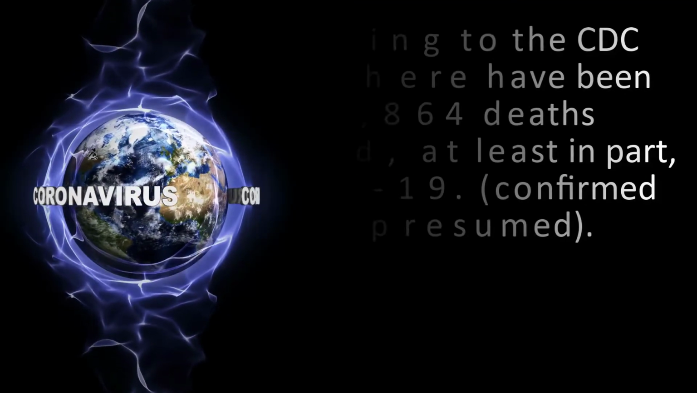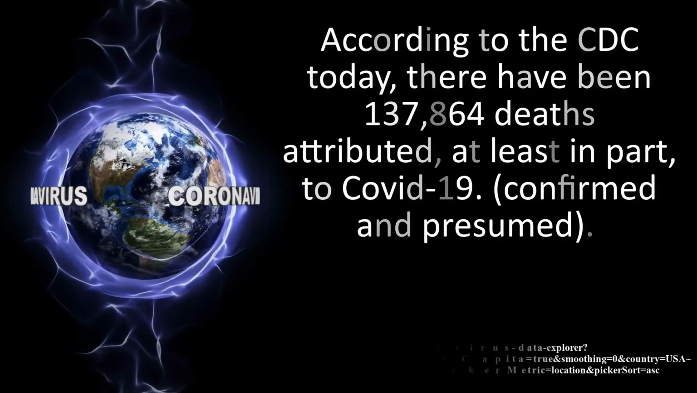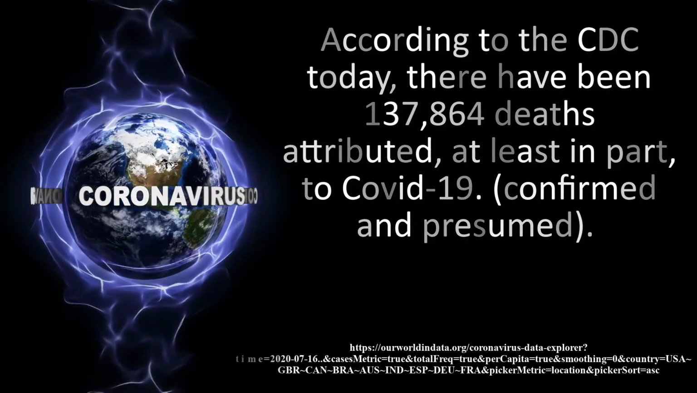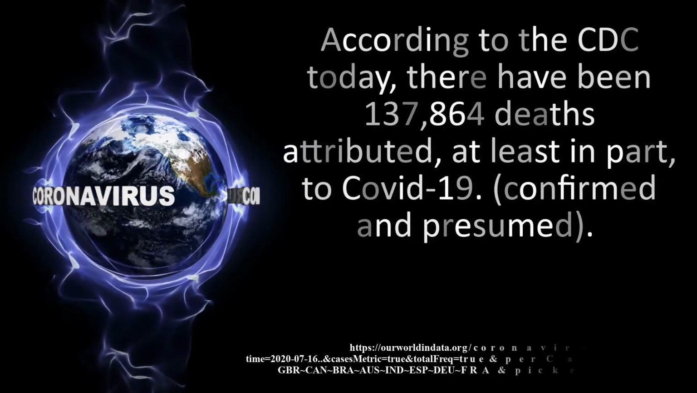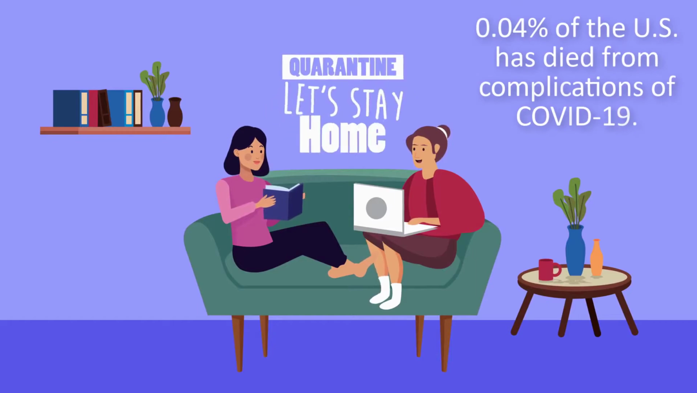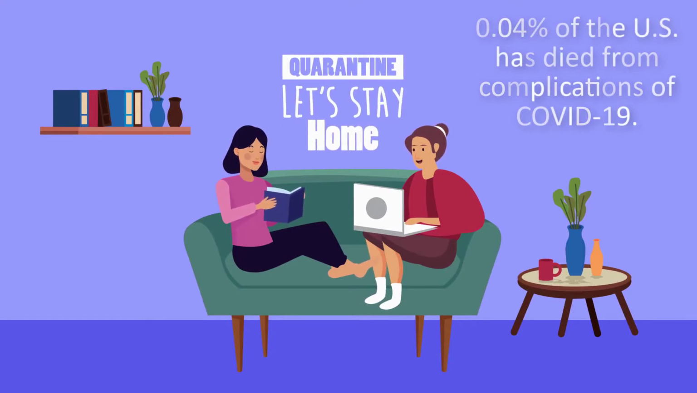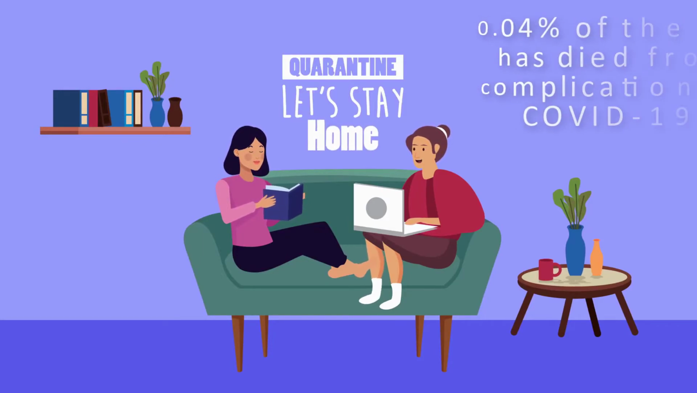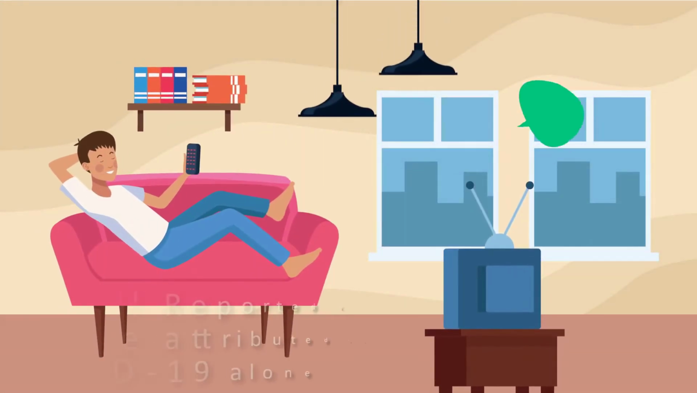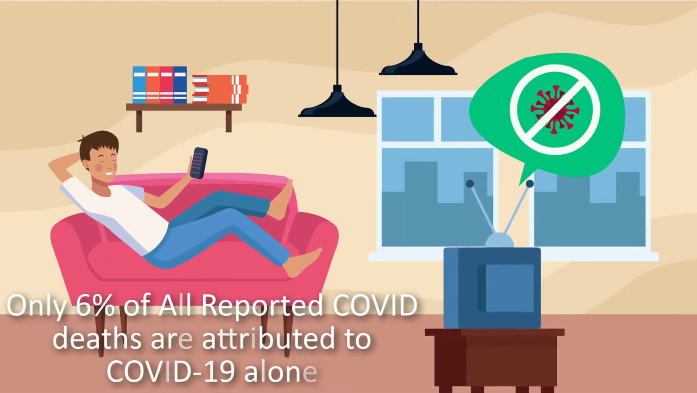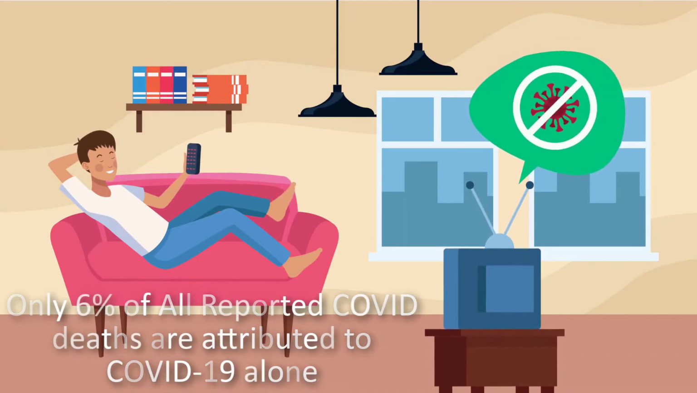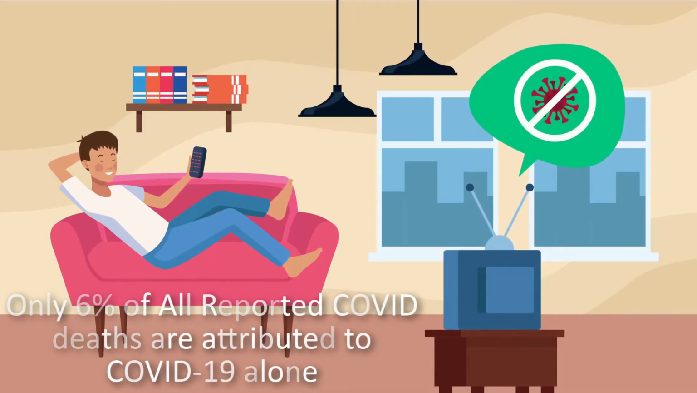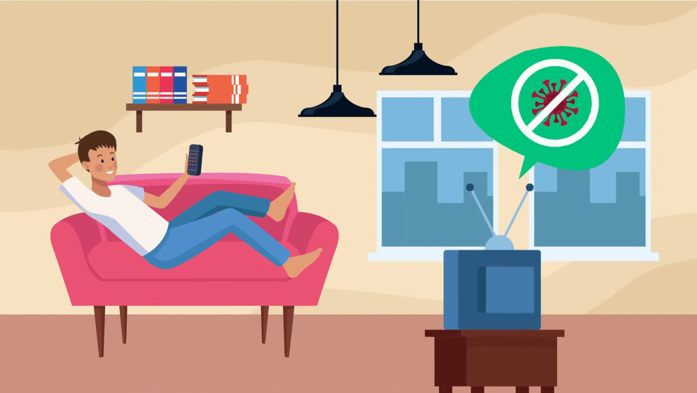According to the CDC today, there have been 137,000 deaths attributed at least in part to COVID-19, both confirmed and presumed. If we assume that this is correct, even then we find that as of today, only 0.04% of the U.S. population has died from complications surrounding the coronavirus. Of these 137,000 deaths, only 6%, or 8,271 deaths, were reportedly caused by the coronavirus alone.